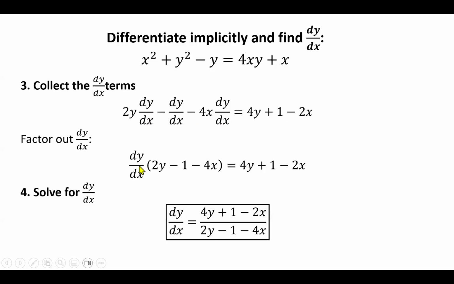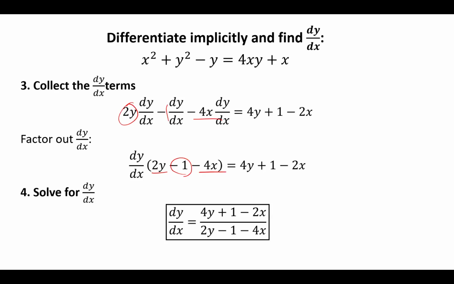Now you can factor it out because all of those are multiplying. And notice that what you get is what is inside the parentheses. So 2y, there's a 1 here, so -1, -4x, so it's there. And once you factor, since it's a multiplication and you want to find dy/dx, then you just divide on both sides by the whole parentheses. And you get this divided by the whole parentheses, which is this. And that's my final answer. So that's how you find the derivative using the implicit differentiation method.